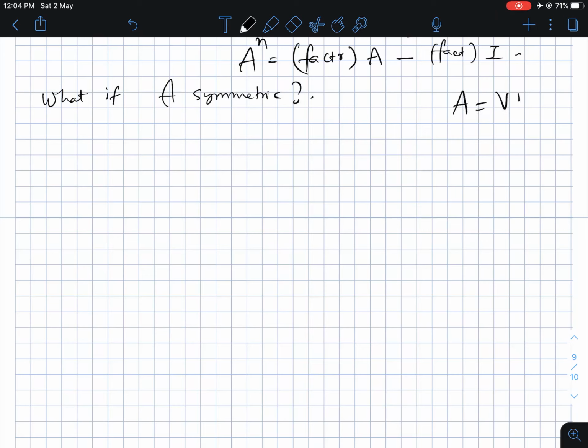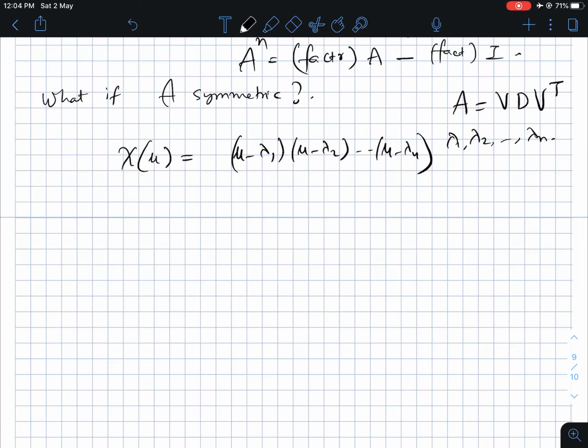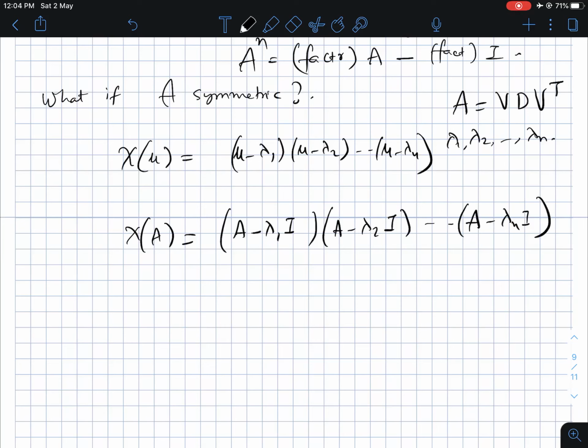So suppose A equals VdV transpose, right? Suppose the eigenvalues of A are lambda 1, lambda 2 up to lambda n. Okay, so we know what the characteristic polynomial is, right? It's got to be mu minus lambda 1 multiplied with mu minus lambda 2, and so on, mu minus lambda n. That has to be the characteristic polynomial of the matrix, right? So what is chi A? Chi A is going to be, well, I have to replace the variable mu with A, right? So it would be A minus lambda 1 I multiplied with A minus lambda 2 I multiplied with A minus lambda n I. That's what I will get.